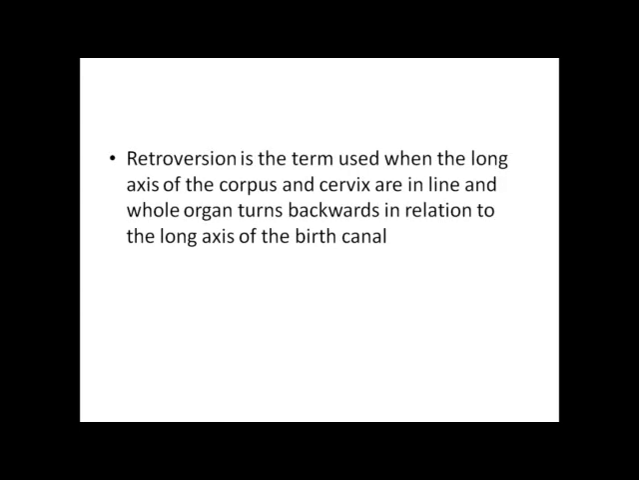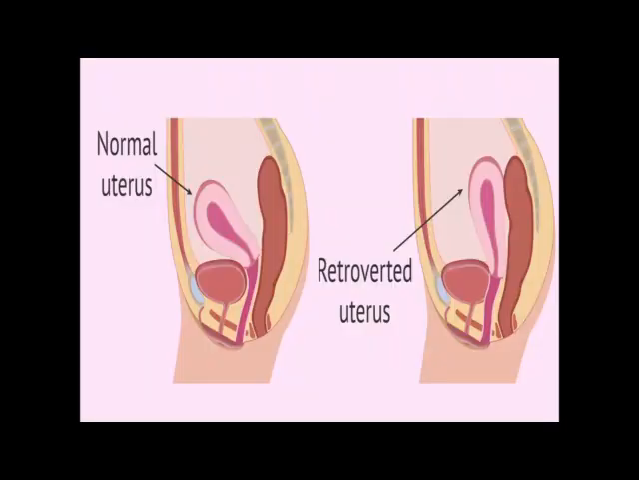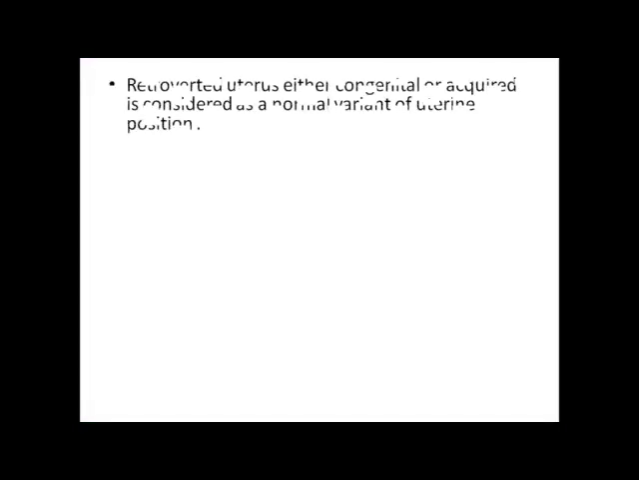Before going to uterine prolapse, we will see what is retroversion. Retroversion is a term used when the long axis of the corpus and cervix are in line and the whole organ turns backwards in relation to the long axis of the birth canal. The first one is a picture of the normal uterus and the second one is a picture of the retroverted uterus.